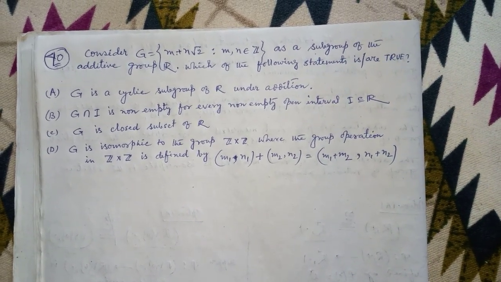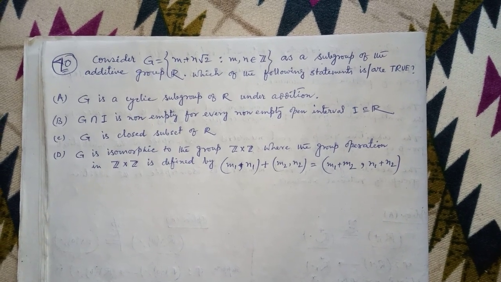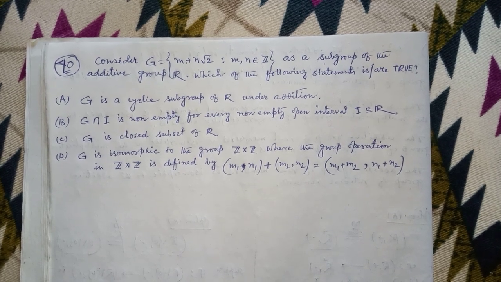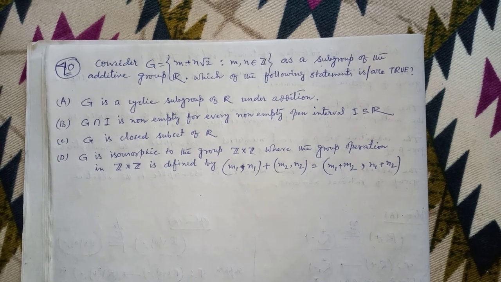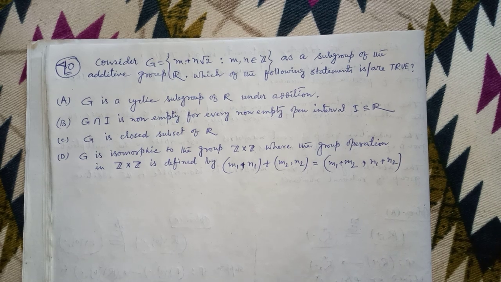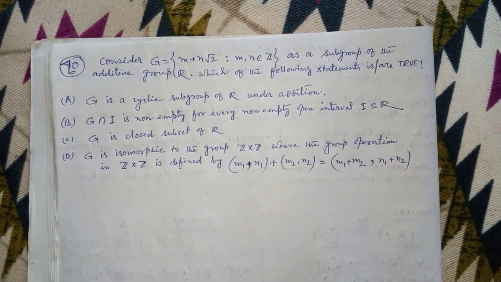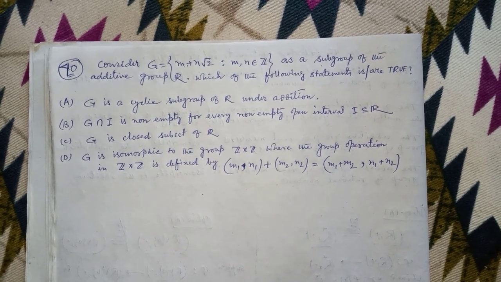Hello students, now we solve question number 40 from the question series of IIT JAM 2024 mathematics question paper. This question is given in section B, where one or more than one options are true, and it is based on group theory and real analysis.